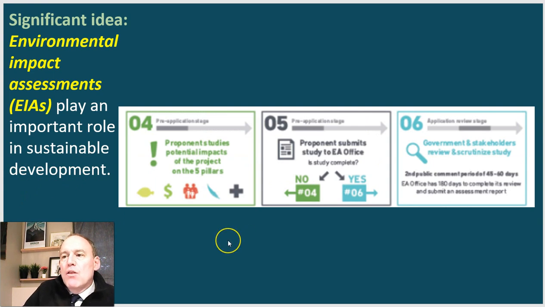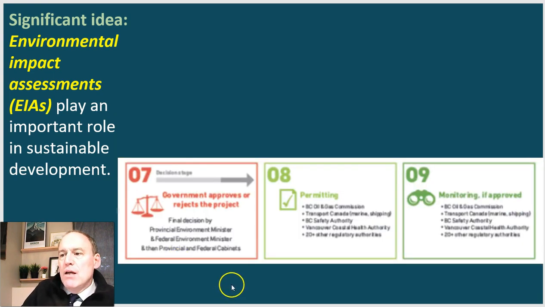Next, they look at the potential impacts of the project on those 5 pillars. Again, we're looking at a study of the EA, and is the study complete or not? If it's not complete, you go back and continue more work. If it's determined to be complete, then you go forward to government and stakeholders, who preview and look at the study. And then the final layer, we're looking at 7, 8, and 9.